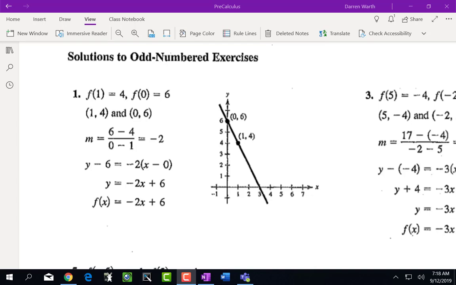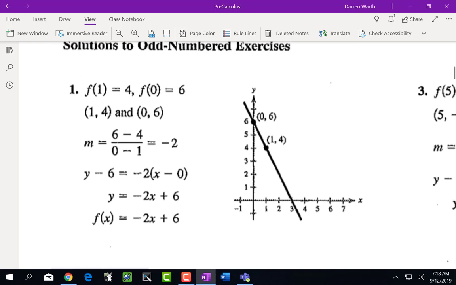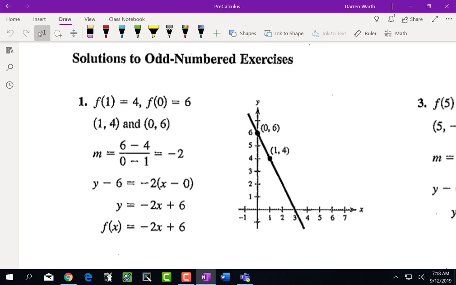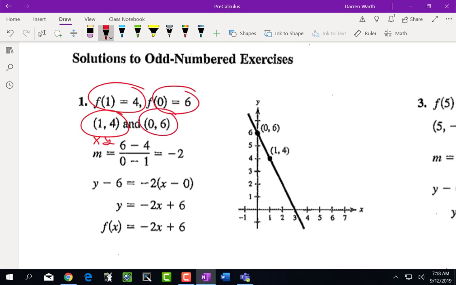Okay, on section 1.5, if you look at this first problem, it says that f of 1 equals 4 and f of 0 equals 6. You're going to notice that with this problem, this right here is an xy pair. So 1 and 4, that is your x and that is your y. And f of 0 equals 6 is another xy pair.